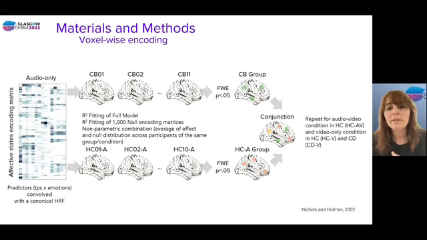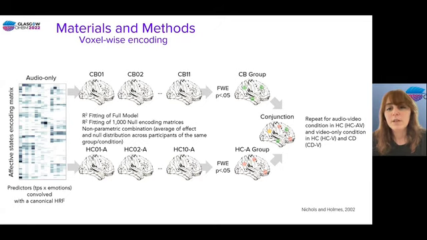We then obtained the R-squared for the full model, and we built a null distribution of R-squared through 1,000 null encoding matrices. We then repeated this procedure for each subject, and to obtain group-level results, we averaged the effect and null distribution using a non-parametric combination approach, and then corrected for multiple comparisons. This procedure gives us a map of regions significantly encoding the affective experience in each modality. We just repeated this procedure for all conditions.